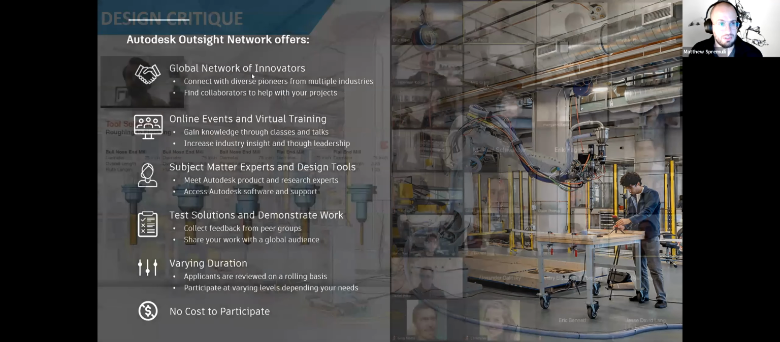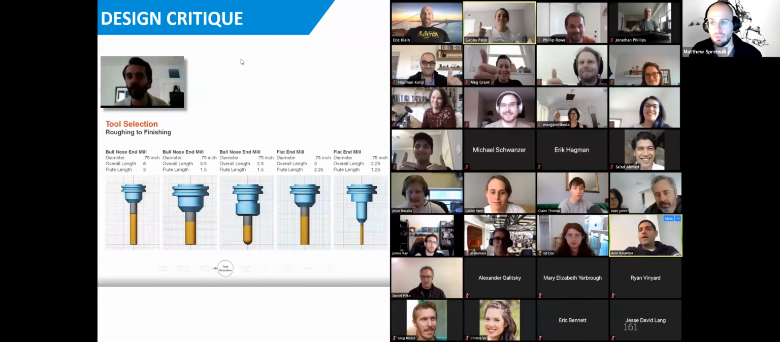But examples is here. We do design critiques or feedback sessions with residents. So in this case, this is someone who has a design and we're saying, oh, maybe you want to use this CNC or this mill instead of another one because you might get a better finish on your product.